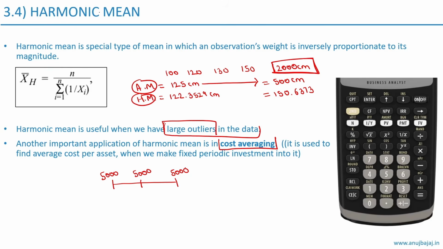When you made your first purchase, the price was $50. When you made your second purchase, the price was $75. And when you made your third purchase, the price was say $40. To find the average price per asset, the average cost per asset, when we make a fixed periodic investment, we use the harmonic mean. And this is called cost averaging. Let us look at an example to understand this in a better way.